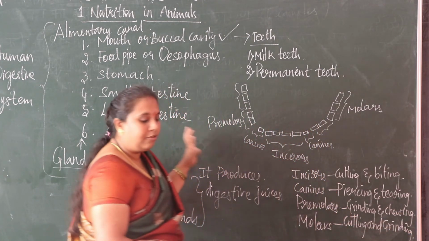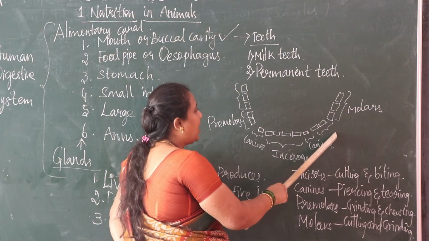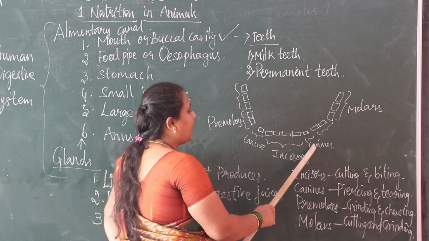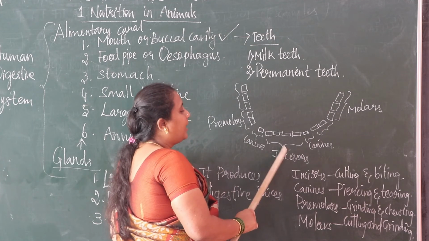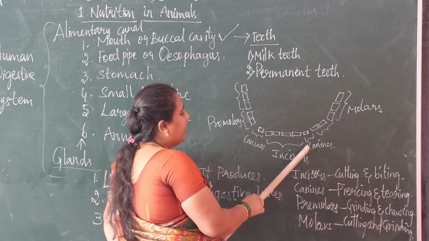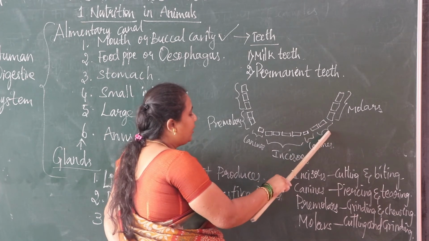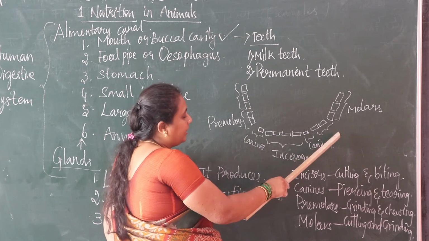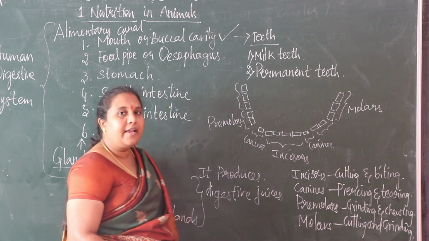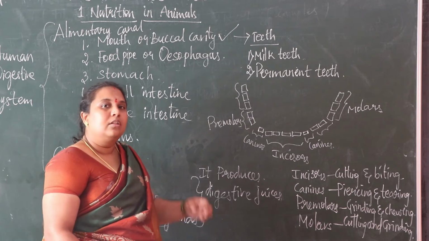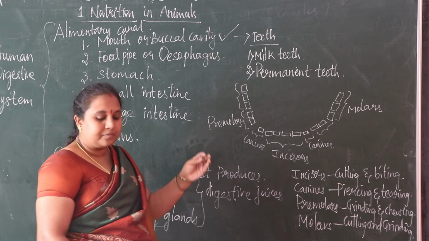These are the functions of the teeth. So incisors, canines, premolars and molars. Incisors are cutting and biting teeth, canines are piercing and tearing teeth, premolars are grinding and chewing teeth, and molars are cutting and grinding teeth. So we saw the functions of teeth.